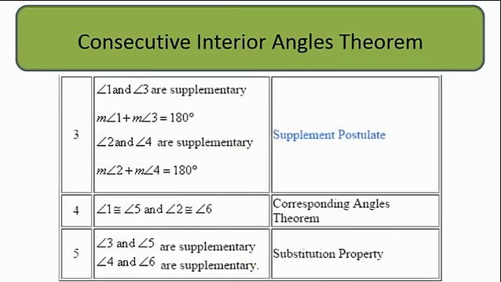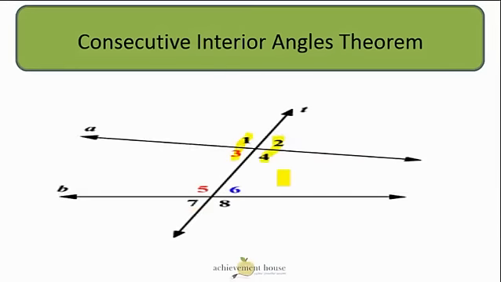Now, because angles 1 and 3 are a linear pair, they're supplementary, meaning that the measure of angle 1 plus the measure of angle 3 is 180 degrees. And the same for the measure of angle 2 and the measure of angle 4. That is also 180 degrees. Also, we can say that angle 1 is congruent to angle 5, and angle 2 is congruent to angle 6 because of the corresponding angles theorem.